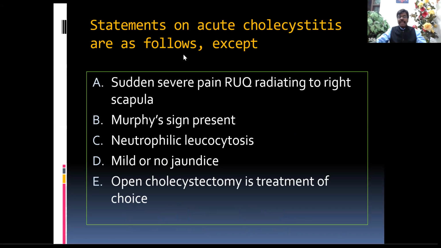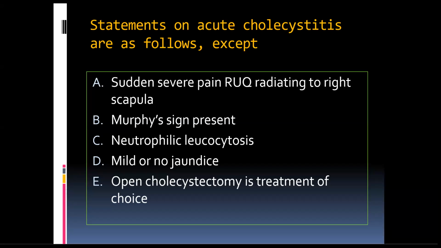Sudden severe pain, right upper quadrant radiating to the right scapula is a classical finding in acute cholecystitis. Murphy's sign is present. Neutrophilic leukocytosis, mild or no jaundice. Open cholecystectomy is the treatment of choice. Which is the wrong statement here?